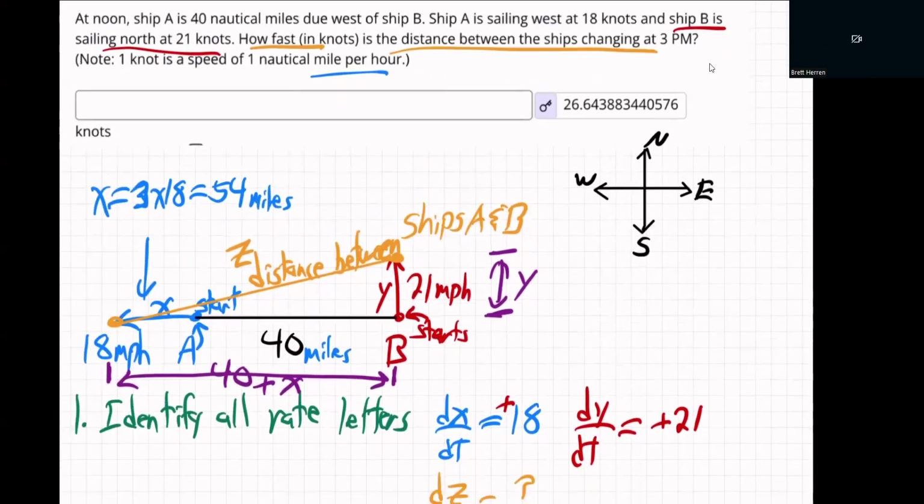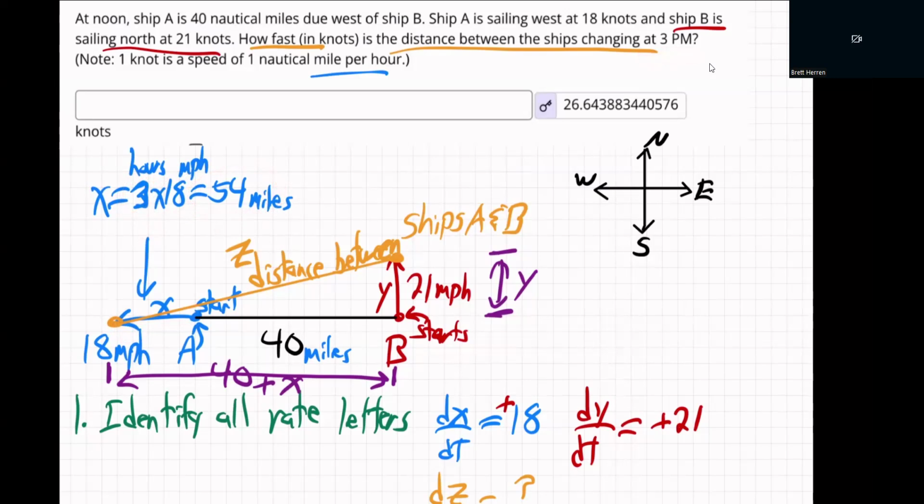Because ship A is going 18 miles every hour, and it does this for 3 hours, it's 3 hours times 18 miles per hour. You tracking with me? If you drive your car or your boat for 3 hours at 18 miles per hour, 3 times 18, you're going to cover 54 miles. So this X, which is the distance from where it started to how far it's gone, by 3 o'clock will be 54 miles west. So there's X.